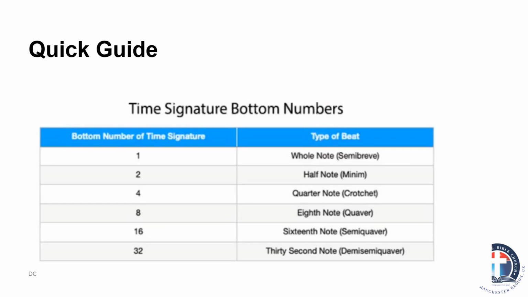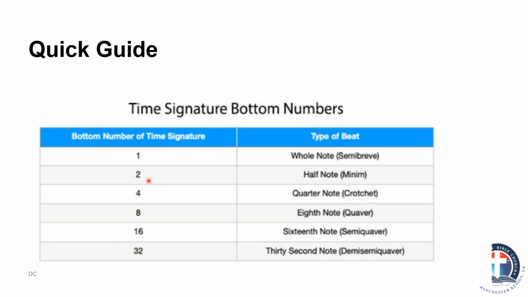Okay, a quick guide to how to identify what the number signifies in terms of the type of beat. You rarely have a time signature that has 1 at the bottom. Very unlikely to find it. But if ever you do, it signifies a whole note. So 1 is whole or semibreve.